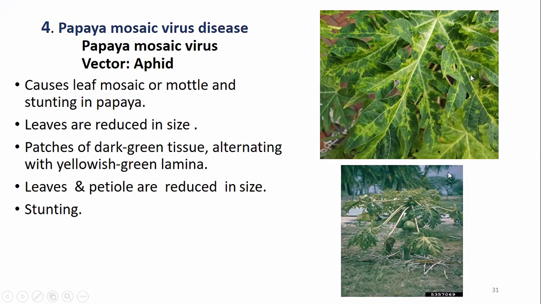Then leaves are reduced in size. Leaf formation is affected, and there are patches of dark green tissue. Here you can see the patches on the dark green tissue, alternating with yellow-green lamina. Here you can see the yellow-green lamina patches on leaves, and leaves and petioles are reduced in size and stunted.